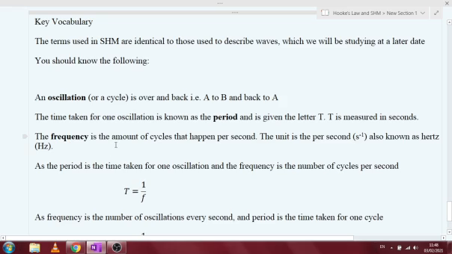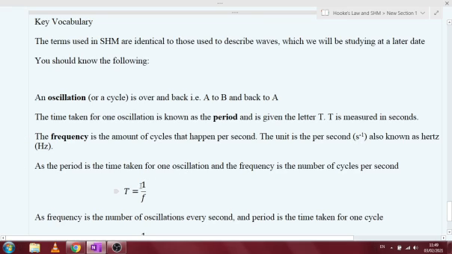The frequency then, again, we could have our over and back, however long that takes, but we would need to see how long it takes to go over and back. That's the period. But then if we want to see how many we get in a second, that's the frequency. So the frequency is the number of cycles that happen per second. So how many cycles you get every second. The unit is the per second, and it's also known as the hertz. So anything that's frequency is in hertz, and it's the per second.